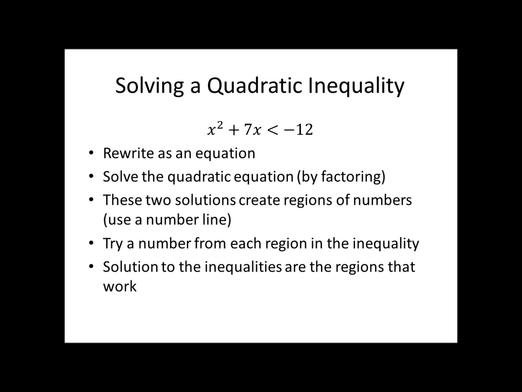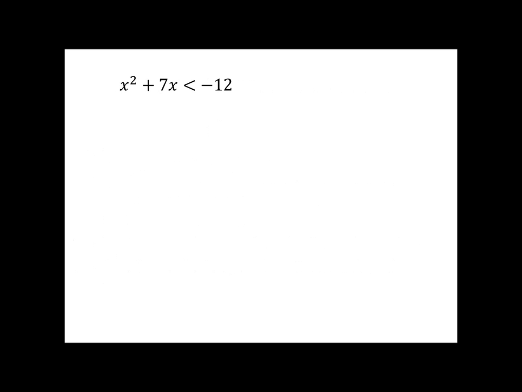We're going to solve that new quadratic equation, preferably by factoring. Now, these two solutions, because quadratic equations typically have two solutions, create regions on the number line. We'll take a look at that actually using a number line to help organize our thoughts. We're going to pick a number from each of the regions created on the number line, and we're going to try those numbers in the inequality to see which ones work. So the solution to the inequalities are the regions that work. All right, that's a lot of stuff going on. Let's take a look at it. Here's our quadratic inequality. I changed it to an equation.